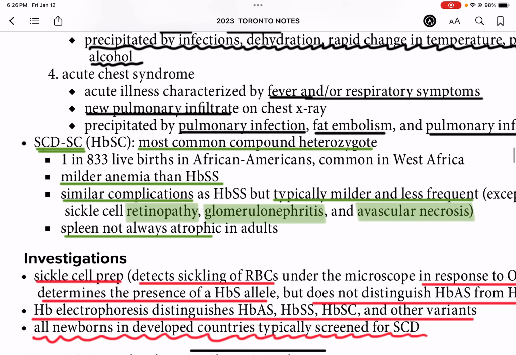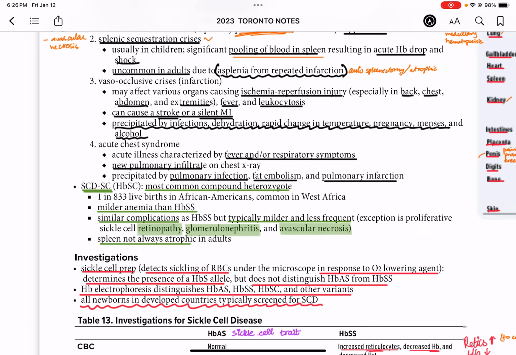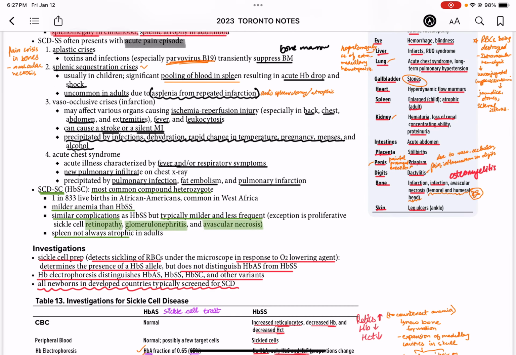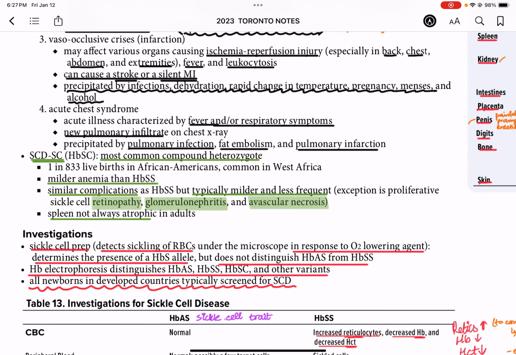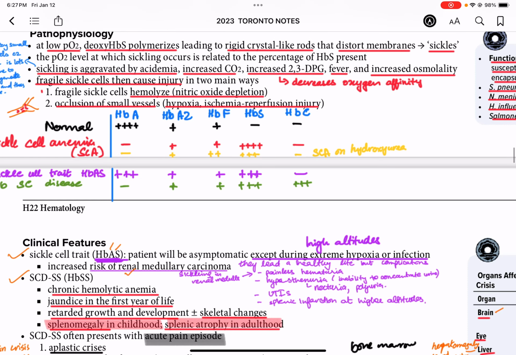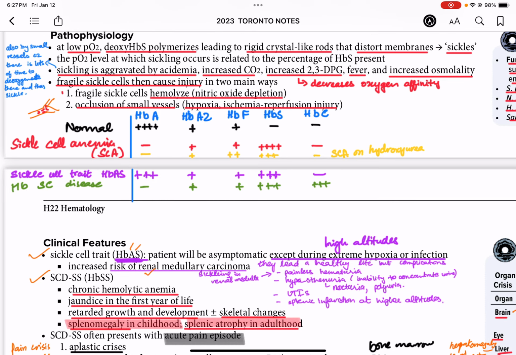So hemoglobin SC. Hemoglobin SC is the most common compound heterozygote. It happens in African Americans. It is a milder anemia. It has anemia, but it is milder than hemoglobin SS, which is the homozygous form. It has more or less similar complications: vaso-occlusion, pain crisis, aplastic crisis, splenic sequestration, and acute chest syndrome, but they are typically milder and less frequent in hemoglobin SC because they have hemoglobin S as well as hemoglobin C, but they do not have hemoglobin A. So we're not in a very good state.